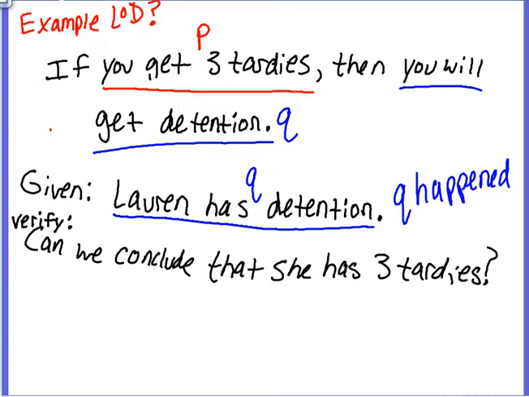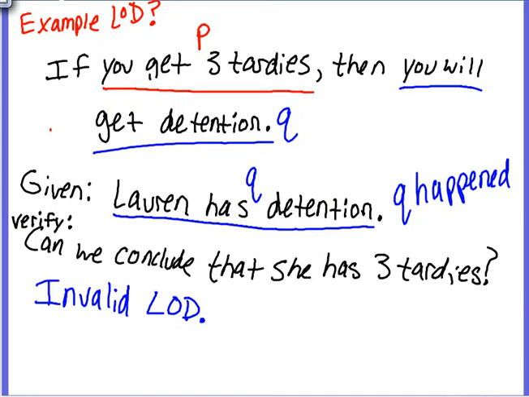So this statement, I understand logically you may think that she got detention because of those 3 tardies, but technically, if you're picky, you could say, well, anything can give you detention. Maybe she did something else to get detention. And so we can't guarantee that her having detention was because of those 3 tardies. It does not work in reverse. So this is an invalid use of the law of detachment.